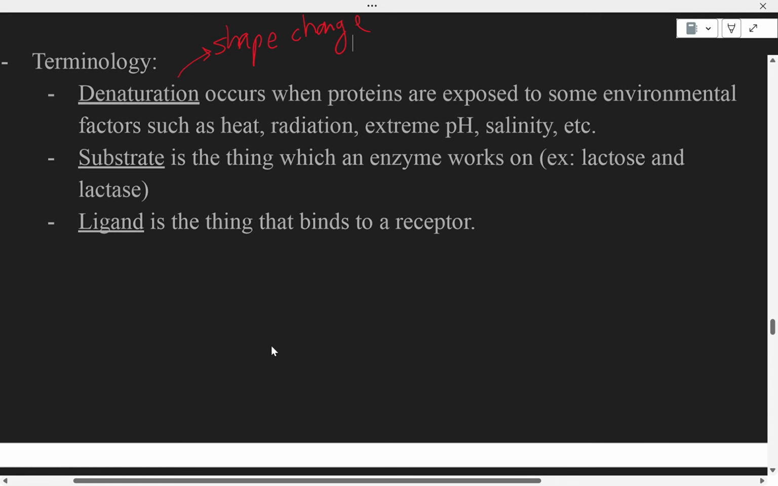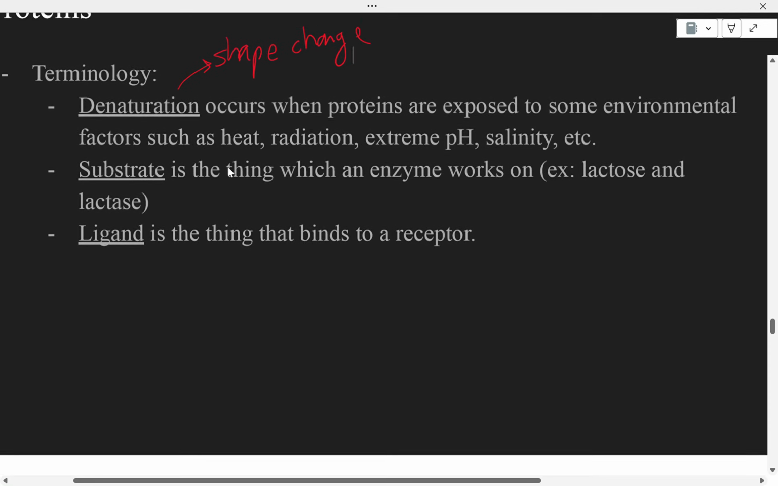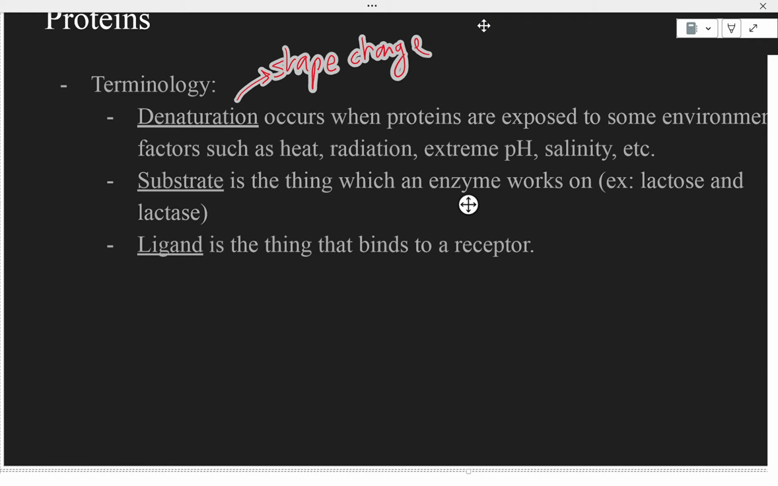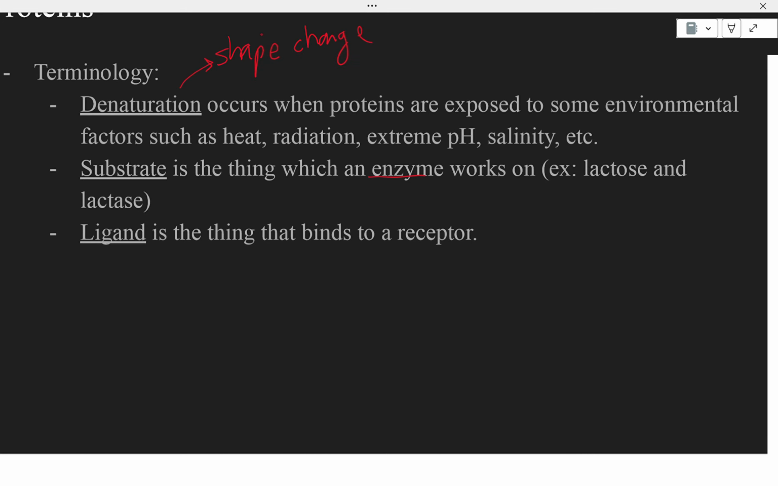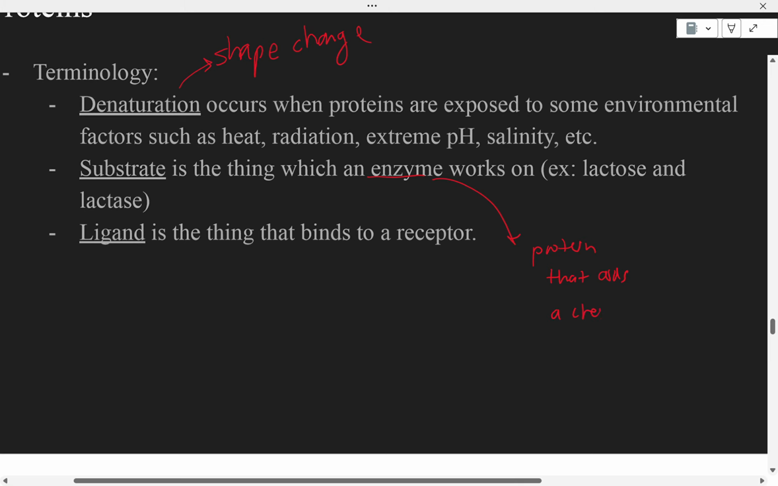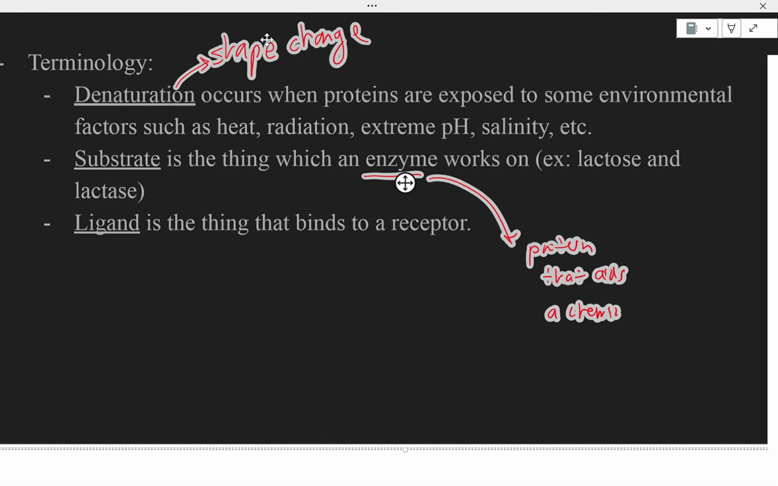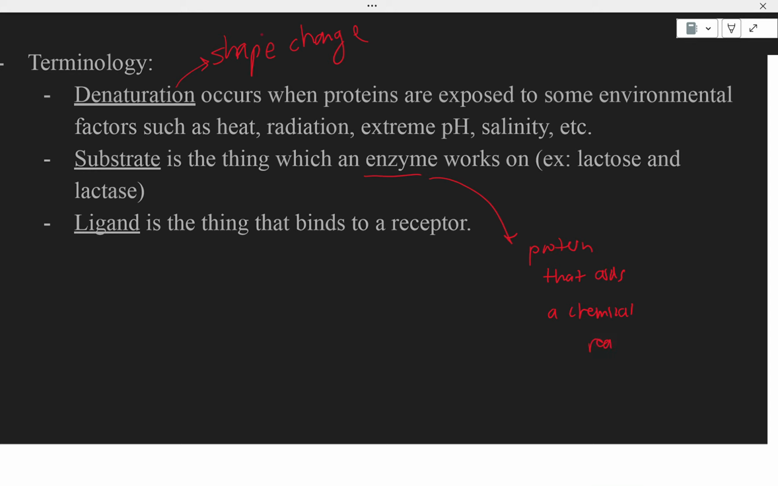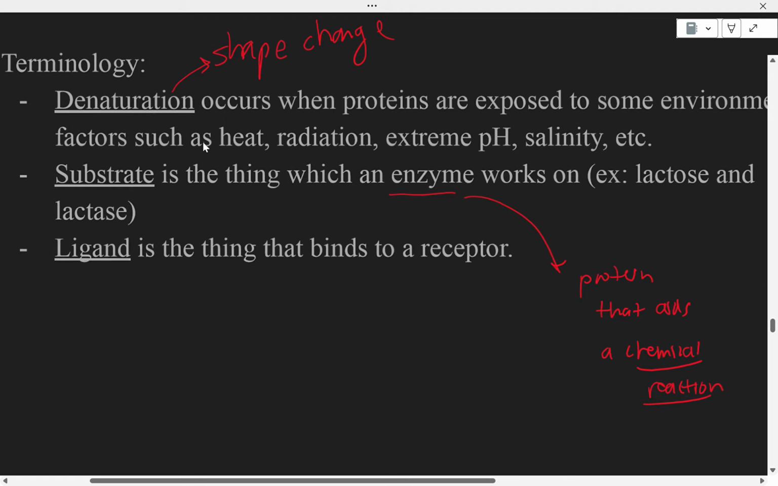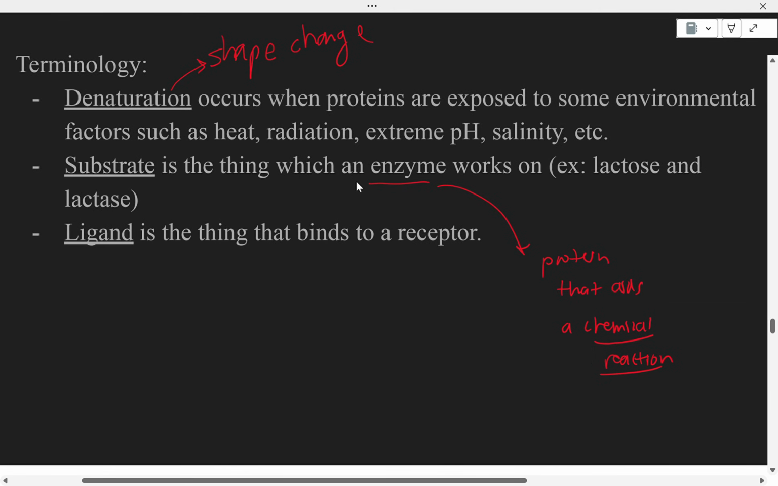Okay, next we have the substrate. If you remember, an enzyme is a protein that aids a chemical reaction. So the substrate is the thing that the enzyme, or the protein that does this, will actually do the work on. So the classic example here is lactose and lactase.